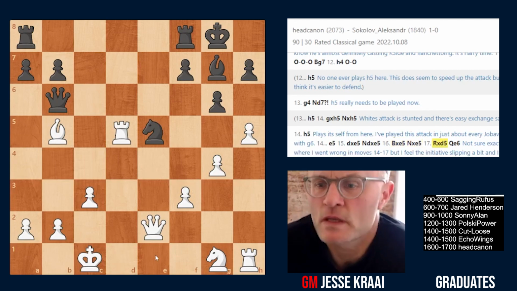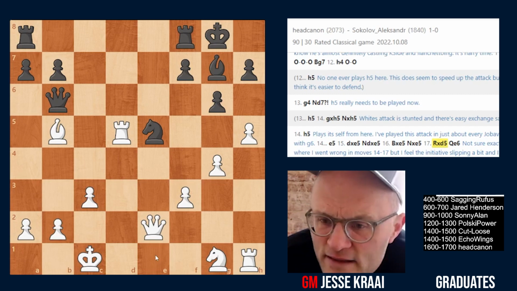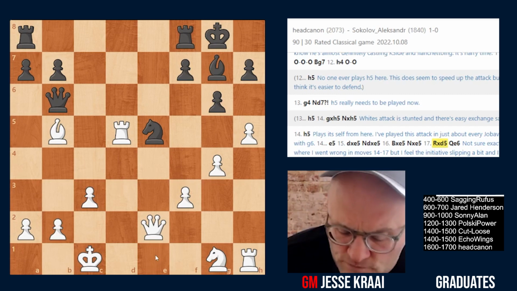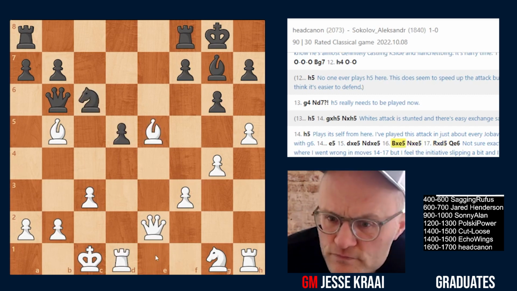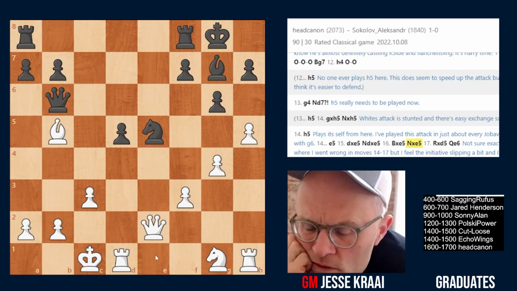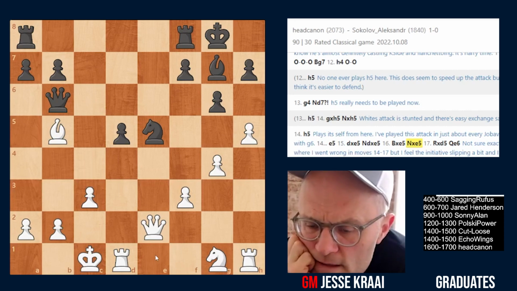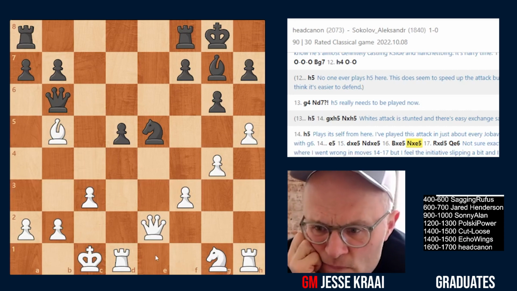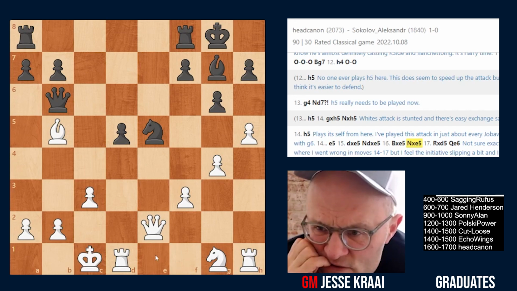Okay. So black has sacrificed a pawn. And important to note that in these positions with opposite side castling, the pawn isn't going to be that important because someone is going to get mated. And to that end, I'm not entirely sure that we should be taking on d5.